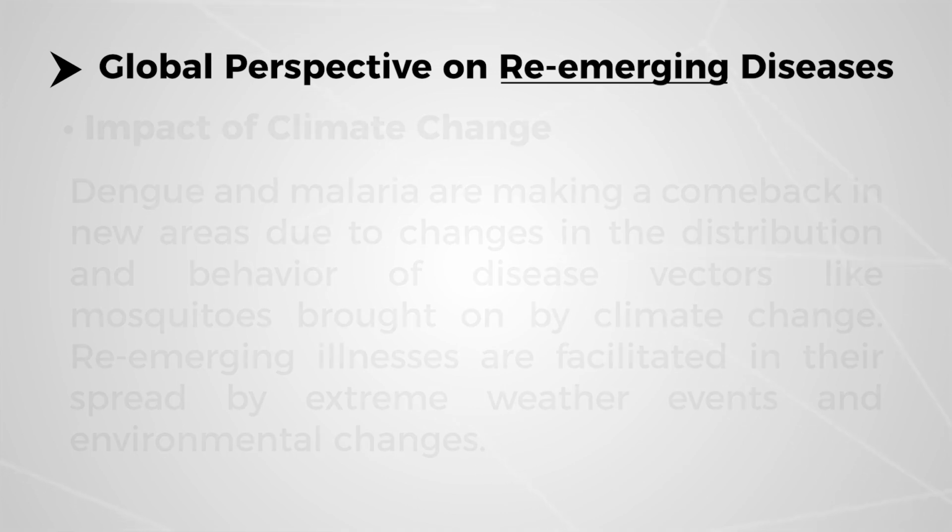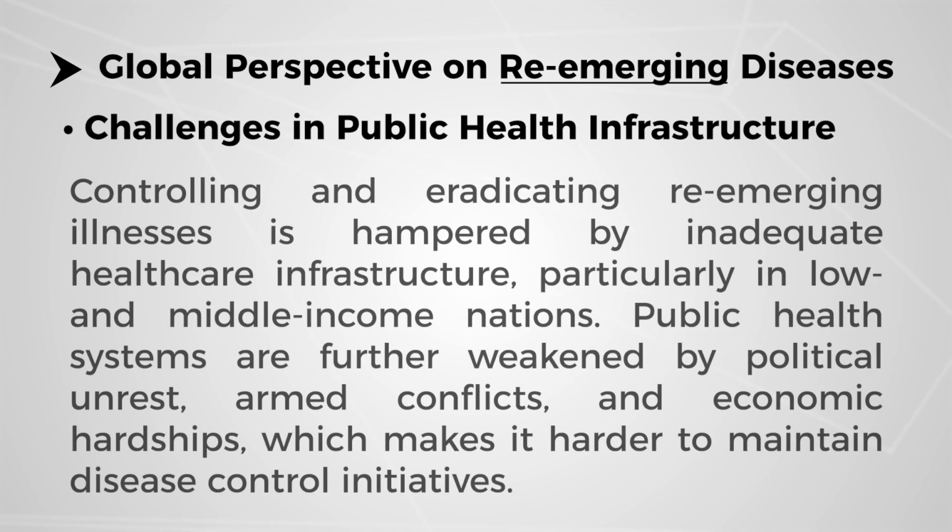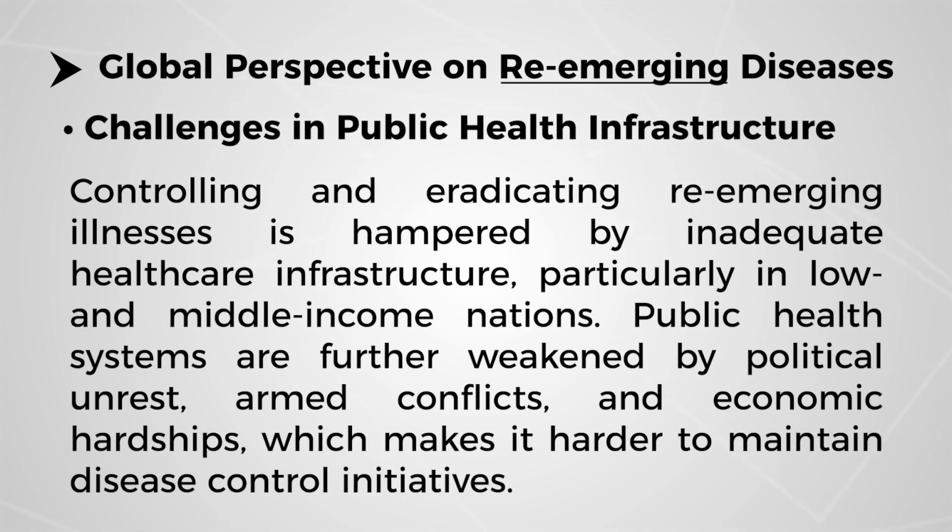So in that condition, what are the challenges for the public infrastructure to control this disease? Controlling and eradicating re-emerging illnesses is hampered by inadequate healthcare infrastructure, particularly in low and middle income nations. So they cannot provide much for the infrastructure, and it is further weakened by political unrest, armed conflicts and economic hardships, which make it harder to maintain disease control initiatives.